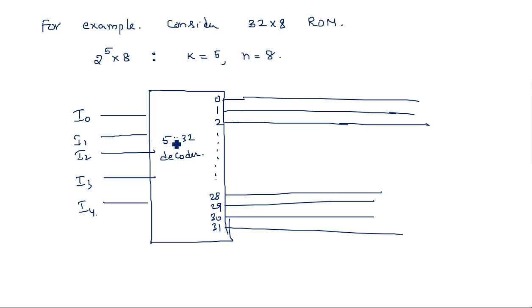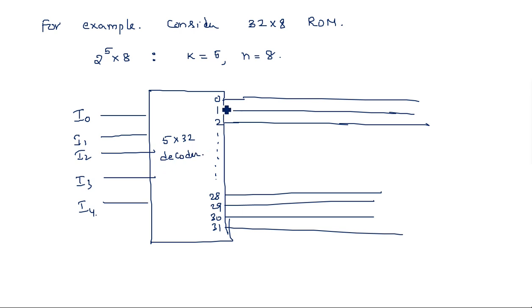5 to 32, 2 power n by 2 power n. Decoder size is n by 2 power n. We know it very well. So n by 2 power n. What is n size here? Input 5. So 5 by 2 power 5, nothing but 32. So 5 by 32. This is the first part of the ROM, the decoder.